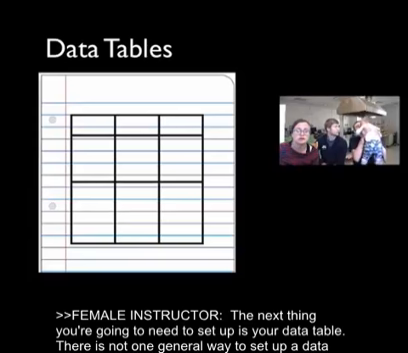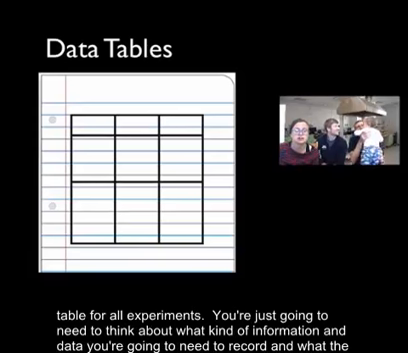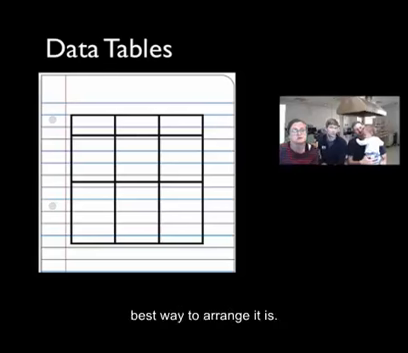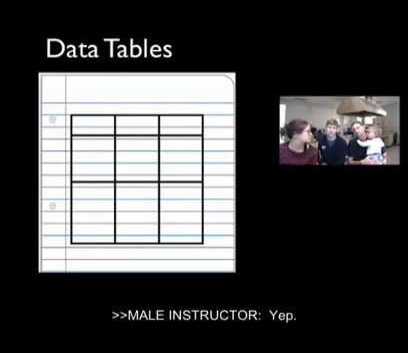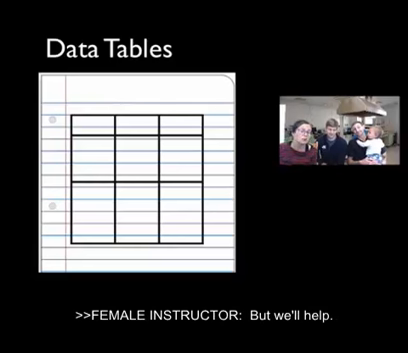There is not one general way to set up a data table for all experiments. You're just going to need to think about what kind of information and data you're going to need to record and what the best way to arrange it is. We're not going to tell you how to do it. But we'll help. Maybe.